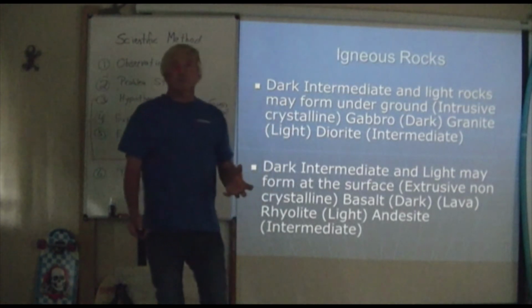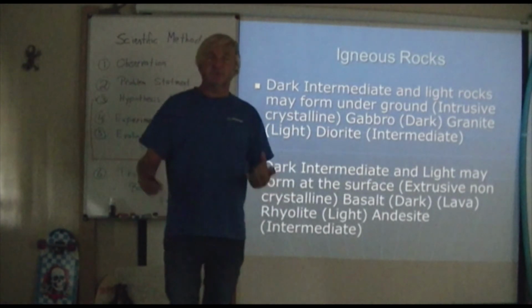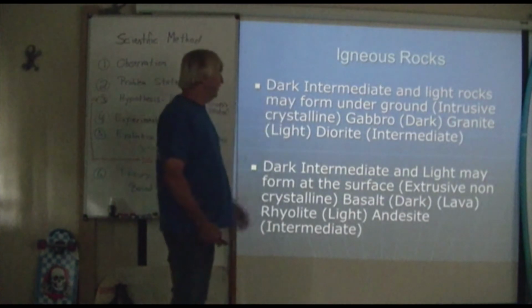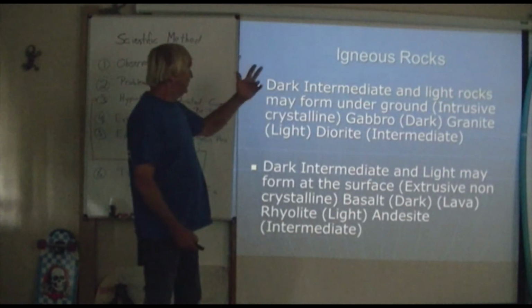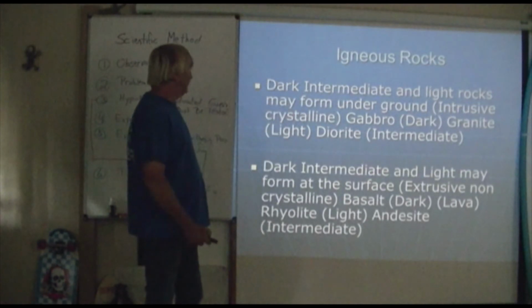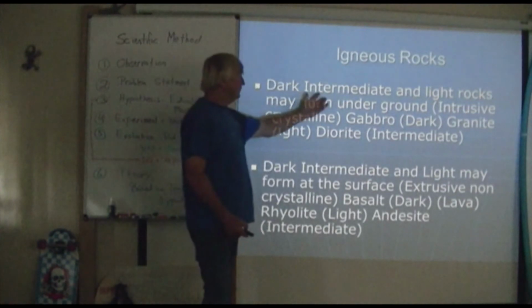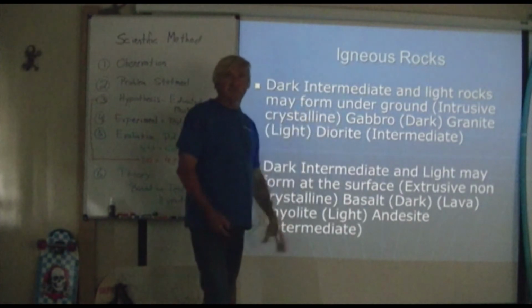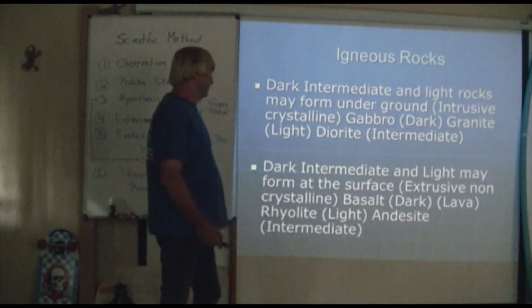If it's rich in iron, it's going to form dark crystals. If it's rich in quartz, it's going to form light-colored crystals. And that's the difference between, really, the dark and the light, or felsic rocks. And an intermediate is really a combination of magma that's rich in iron and magma that's rich in silica.